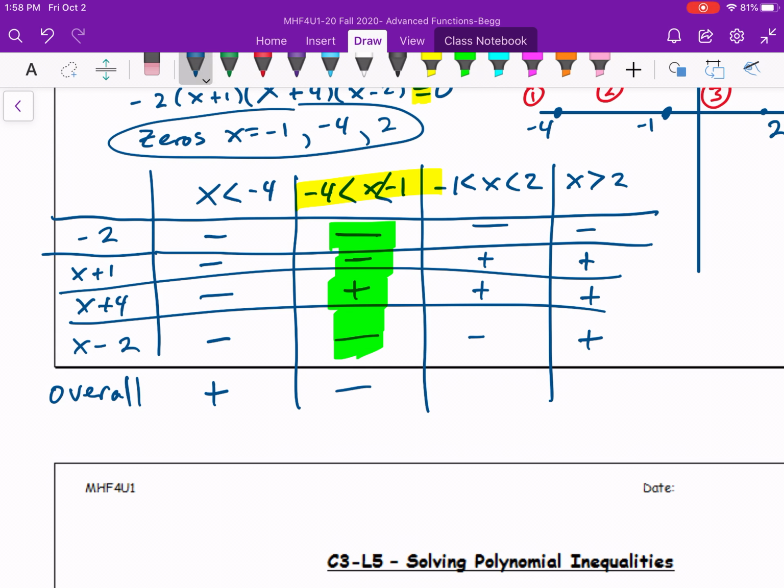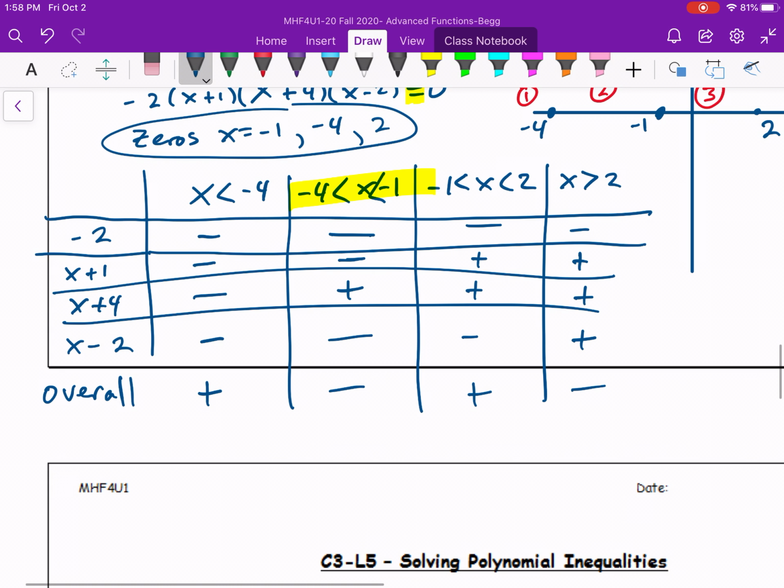So we're just determining overall, when we combine all our different signs, whether we're going to have positive or negative for that part of the graph. Negative, positive, positive. I got 2 negatives, and really that's what I'm counting. I'm just counting how many negatives do I have. Even number of negatives will give me a positive, an odd number of negatives will give me a negative. So 2 negatives makes it positive. The last column, I've just got a single negative, so that's going to be negative overall.